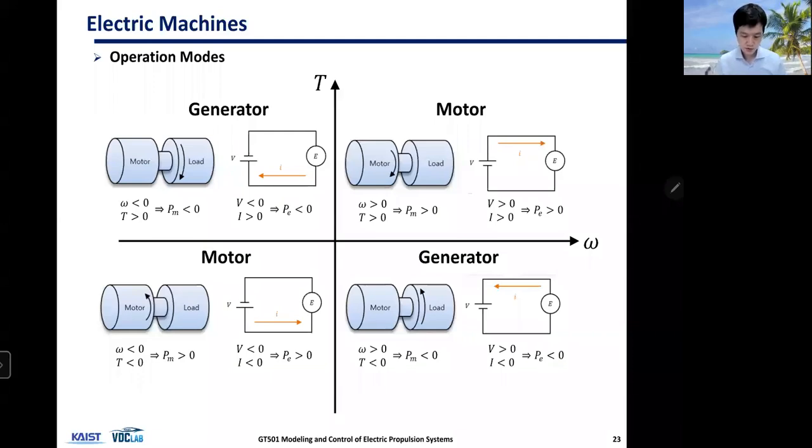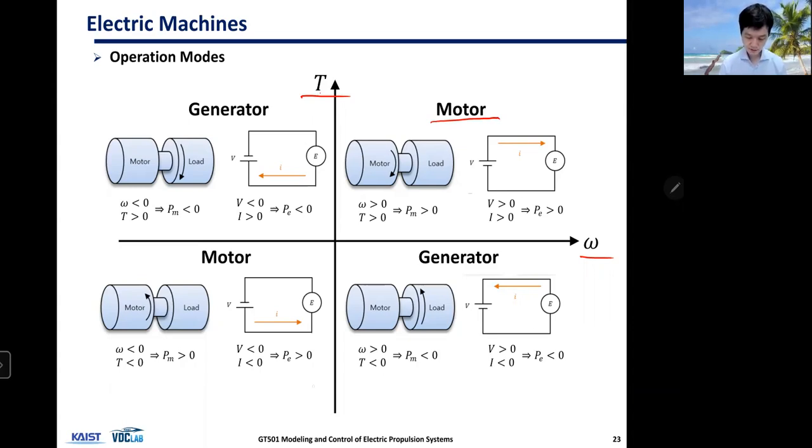So let's move on to operation modes. What this shows is how a motor operates from a mechanical and electrical perspective. This plot shows this operation in 4 quadrants on a torque-speed plot. And for positive speed and positive torque, it's called motoring mode.